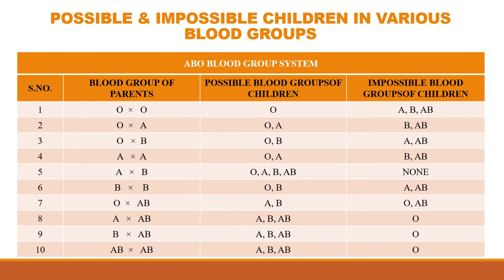The possible and impossible children in various blood groups. In this column, you can see the blood groups of parents. If they are both O positive, the possible blood group of the children is O, and the impossible blood groups are A, B, and AB. In the last, if the parents are both AB, the possible blood groups of the children are A, B, and AB, and the impossible blood group is O.